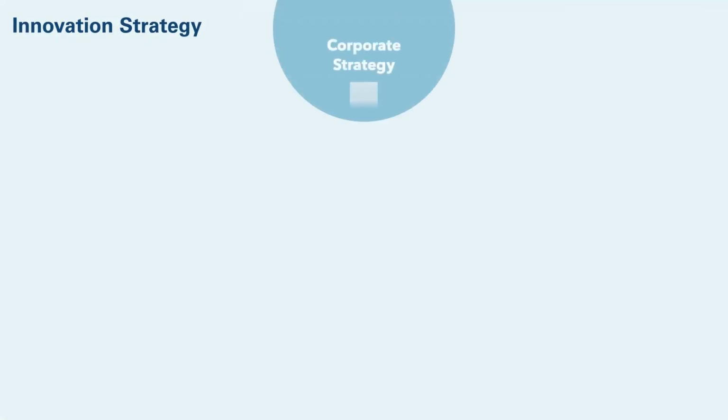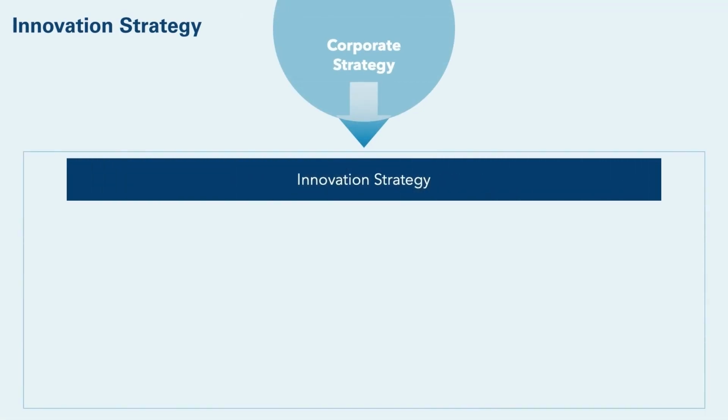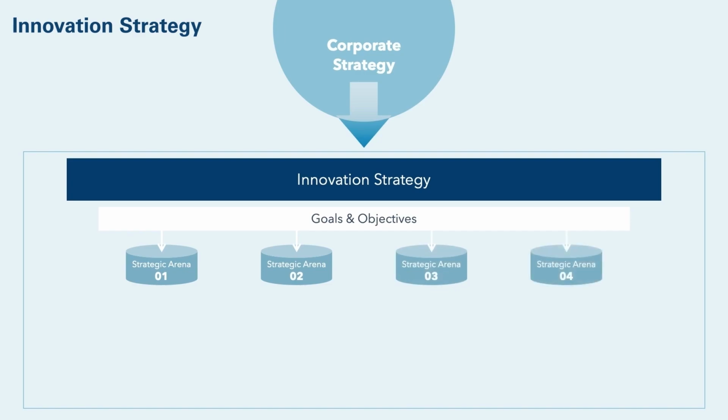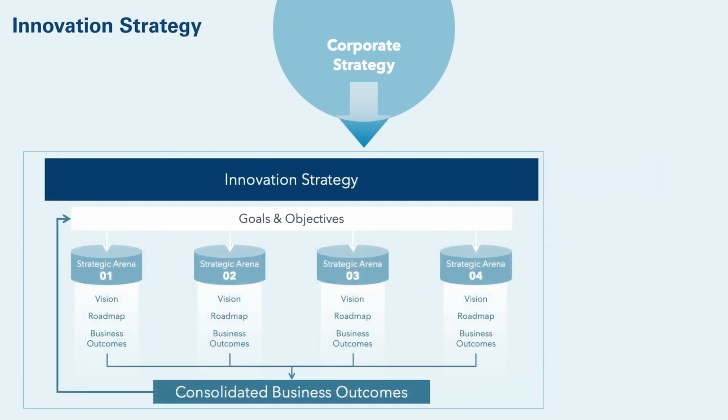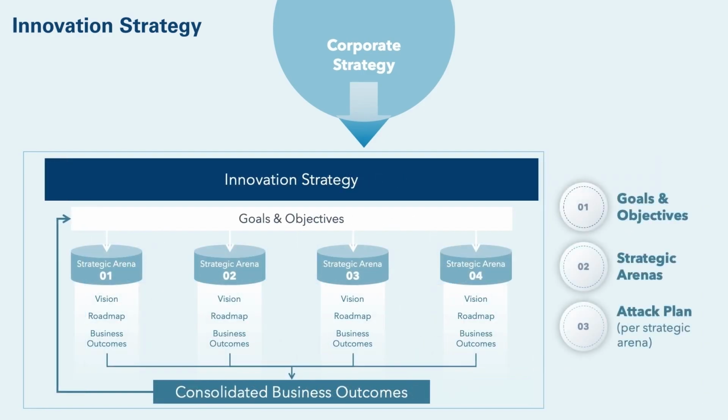The corporate strategy defines the organization's growth, goals, and objectives. An innovation strategy can be summarized on one page and includes the goals and objectives, a few strategic arenas, no more than 4 to 7, with their own defined vision and roadmap, and an attack plan per strategic arena comprised of a long-term vision, a 3 to 5 year roadmap, and business outcomes based on the project portfolio. Ultimately, all the strategic arena business outcomes are summed up and compared to the objectives to ensure that the strategy supports them. In this innovation strategy one-pager, its three components, namely the goals and objectives, the strategic arenas, as well as the attack plan, are clearly outlined.